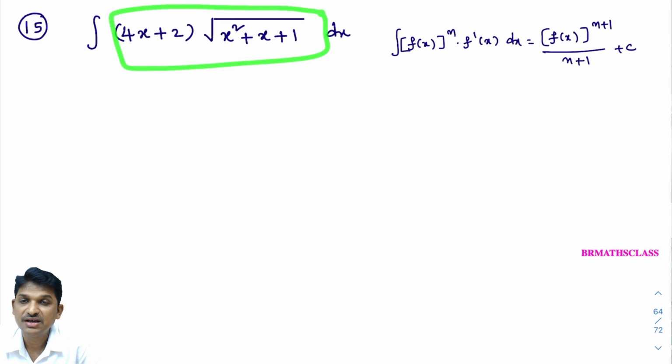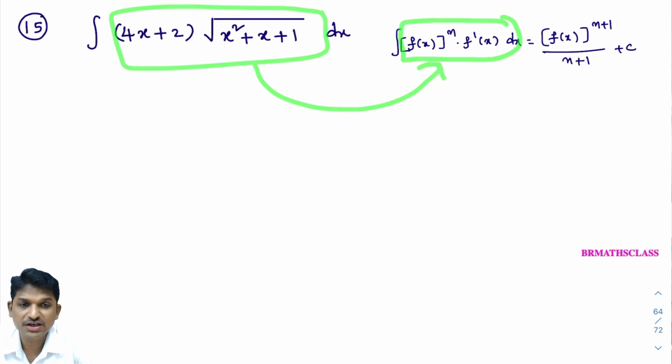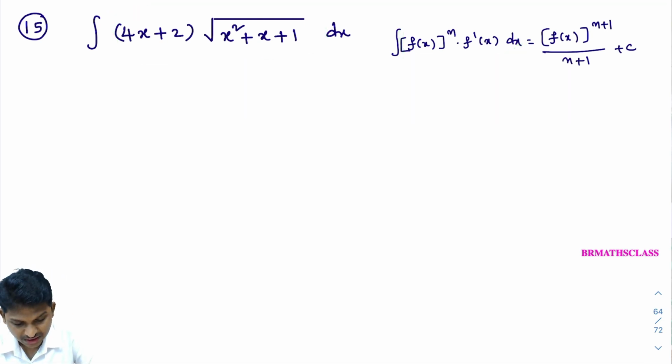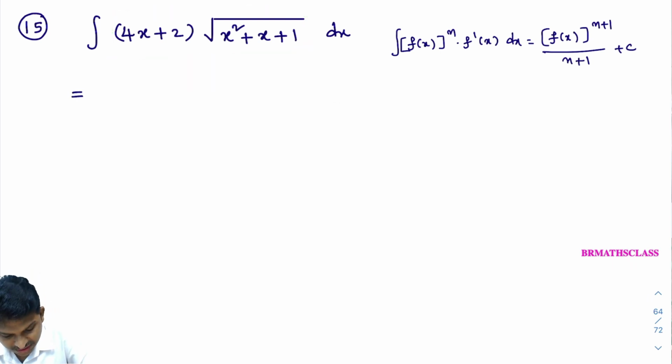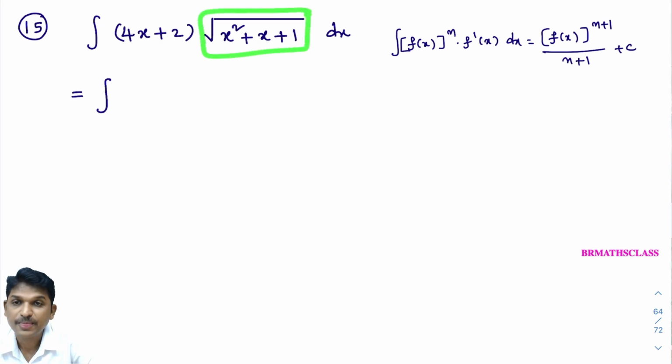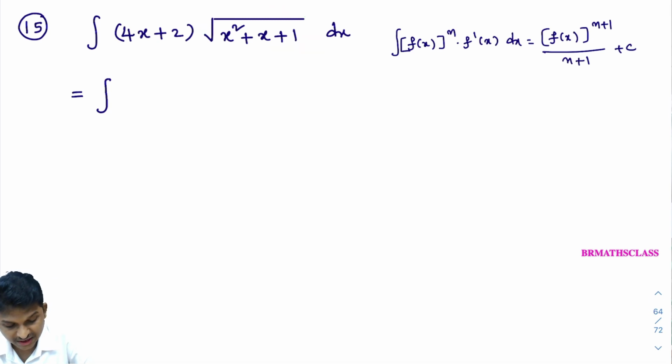Now my question is, is this given question of the form integral of f of x whole power n into f dash of x dx? Given question is of this form. You observe this one. This function I'll try to write into this form, f of x whole power n into f dash of x dx. How to write it into this form? Integral of, here you observe, this root is there, na? This root I'll write as whole power 1 by 2, x square plus x plus 1 whole power 1 by 2.